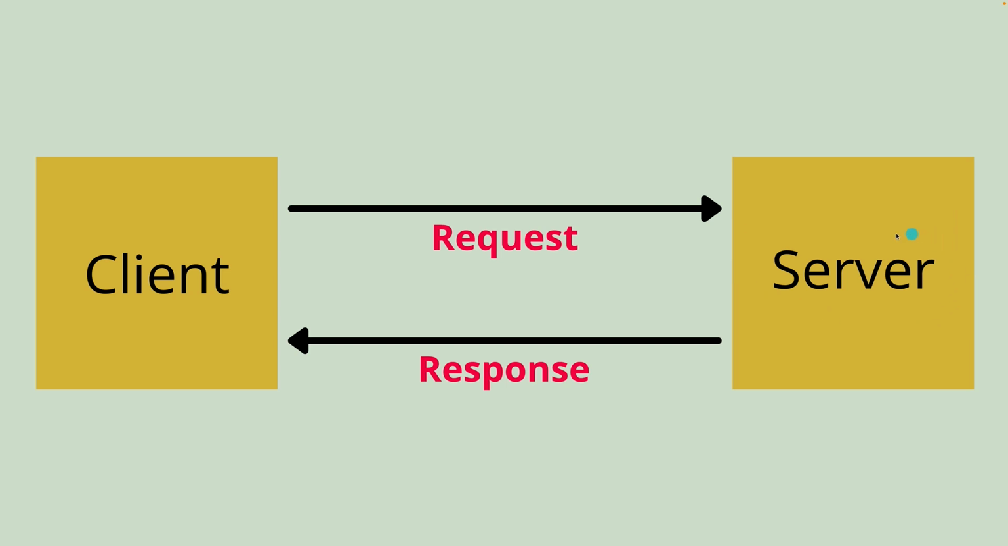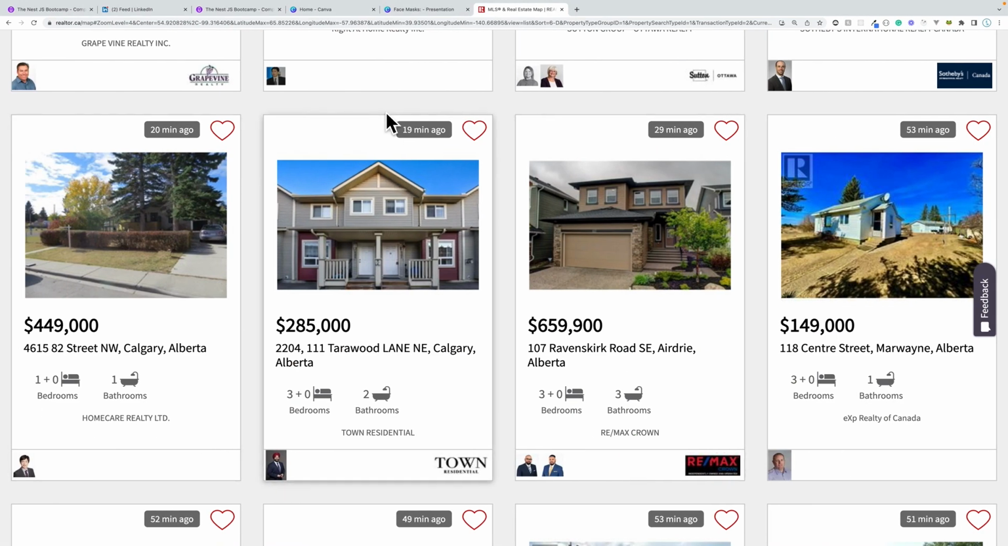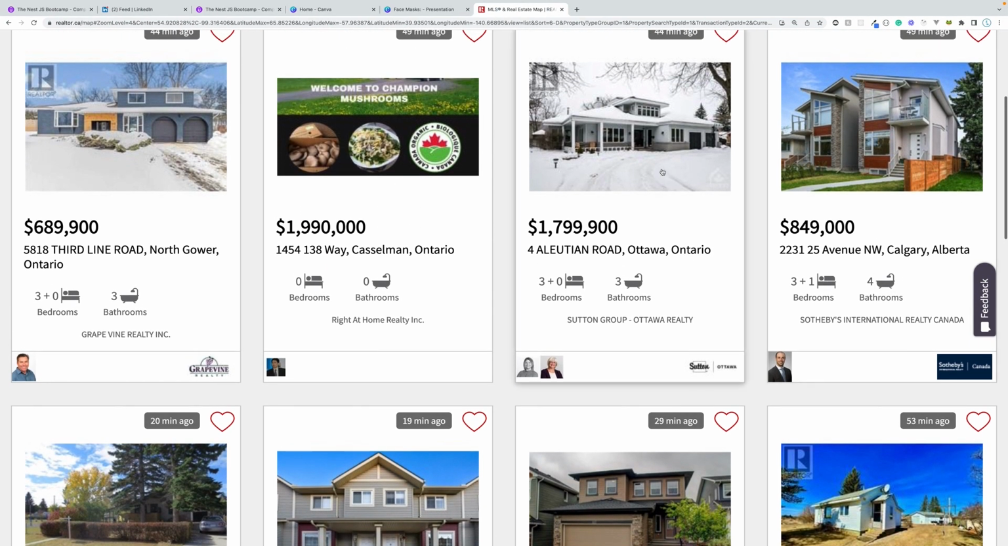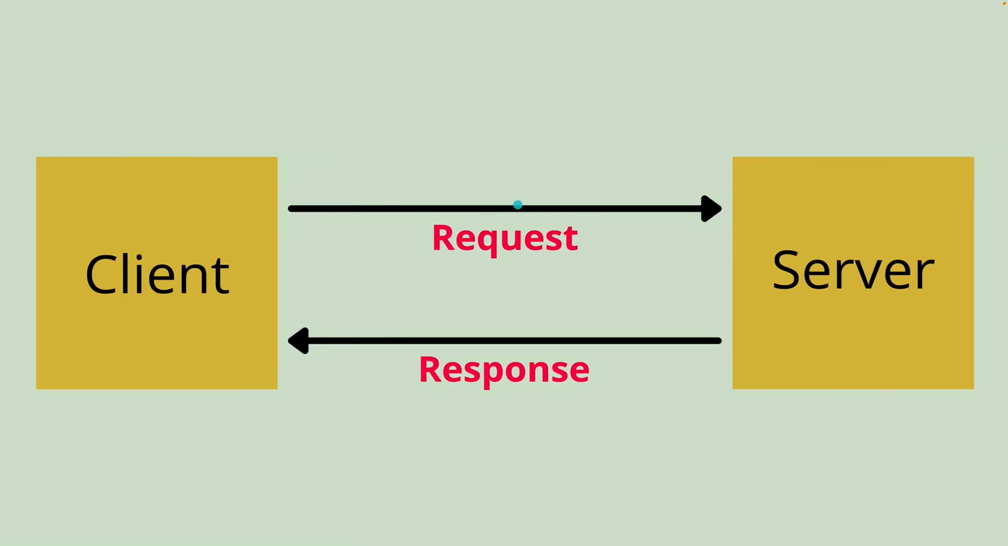So over here, the server is going to process that request. It's going to do a bunch of business logic. It's going to interact with the database, get those homes, and then it's going to send that data as a response to the client. The client can then go ahead and populate that data, and so it can be something like this. All right, so that's pretty much all that it is.